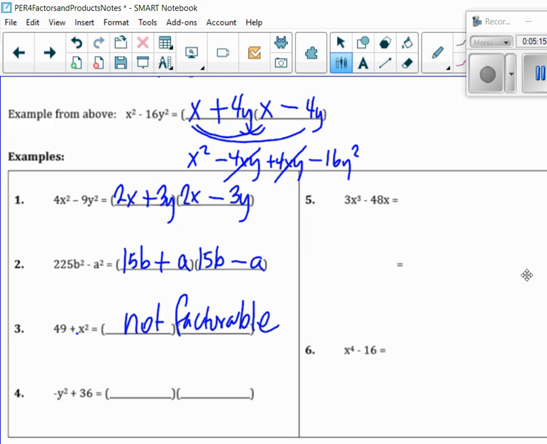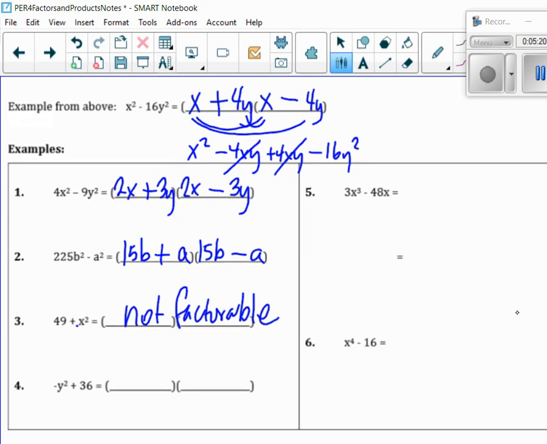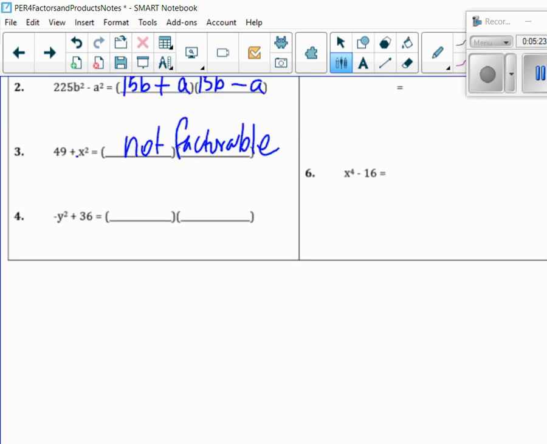Remember, I just finished saying you should never try to factor when the leading coefficient is negative. So what can be the first thing I do? Factor it out. So negative bracket y squared minus 36. Do you see that? Do you see difference of squares now? So minus bracket, I don't have room there. What goes in the first one? Yeah, y plus 6, y minus 6.